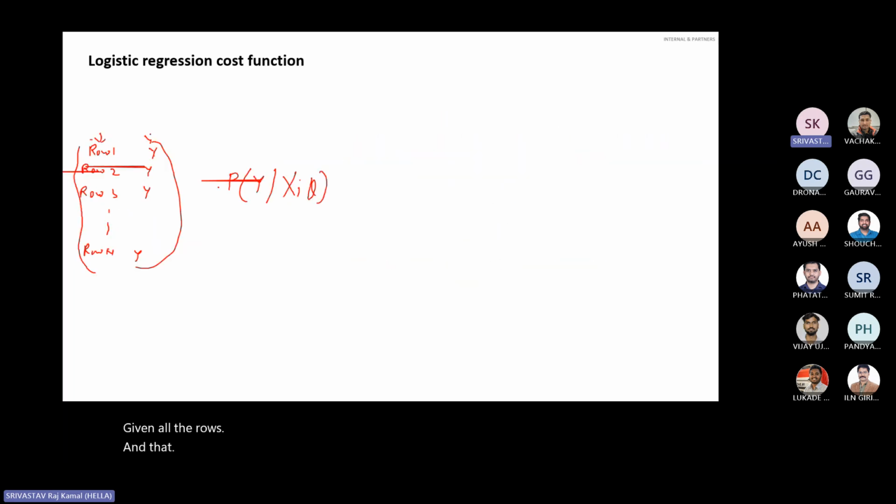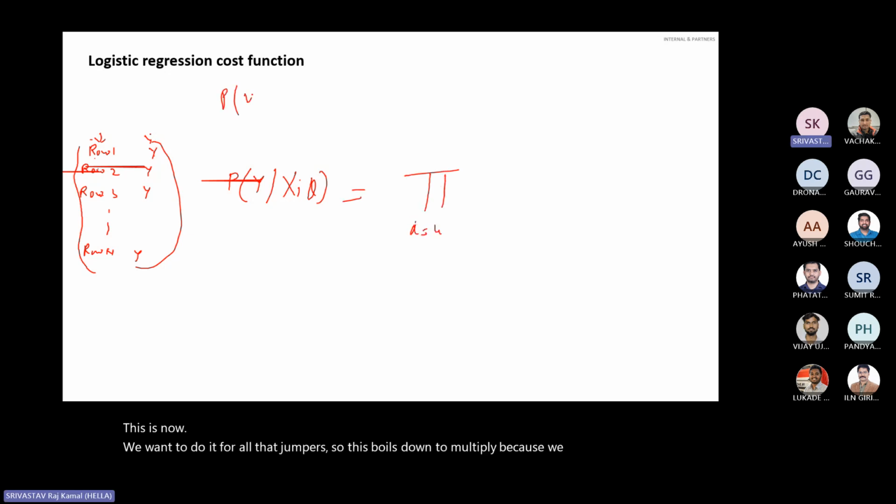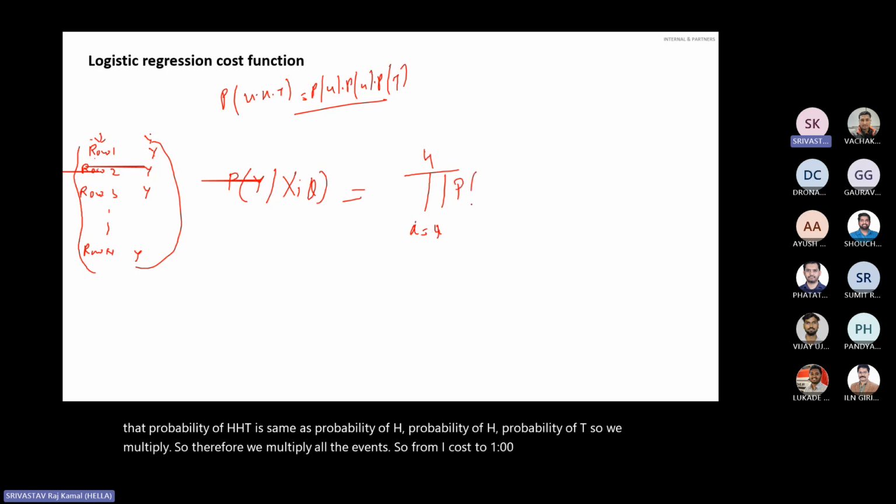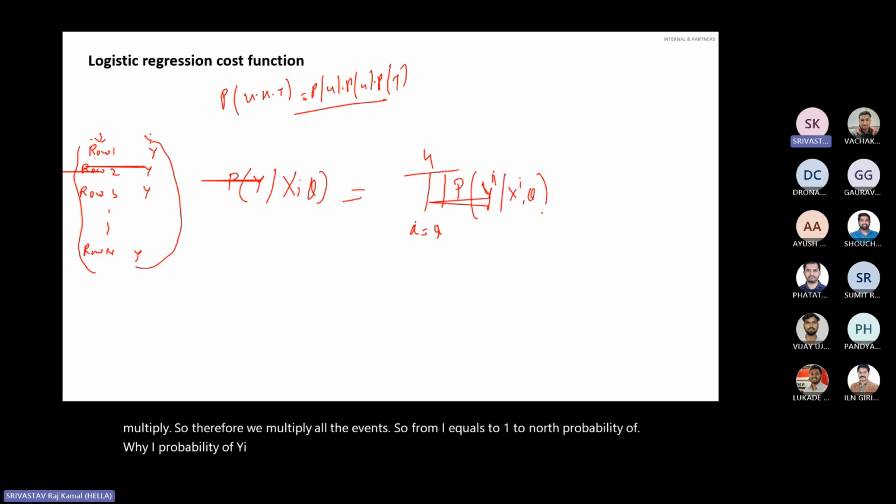Now we want to do it for all the examples. So this boils down to multiplication, because we have studied that the probability of independent events is the product of their probabilities. So therefore we multiply all the events. From i equals 1 to n, probability of yi given the row xi, which is nothing but the row, and the corresponding theta. This is the first thing: we are multiplying the probability of all the rows.